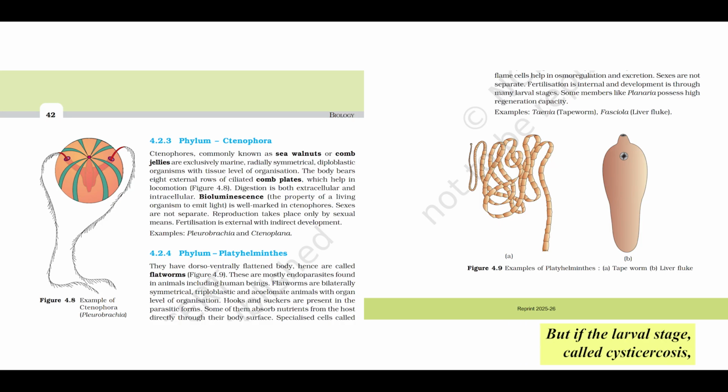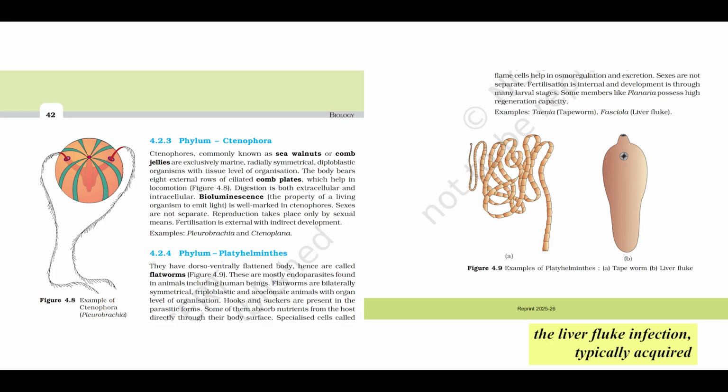But if the larval stage, called cysticercosis, develops in humans, especially from the pork tapeworm, it can migrate to tissues like muscles, eyes, and even the brain. The brain. That sounds serious. It is. Neurocysticercosis is actually a major cause of acquired epilepsy in many parts of the world, including India.